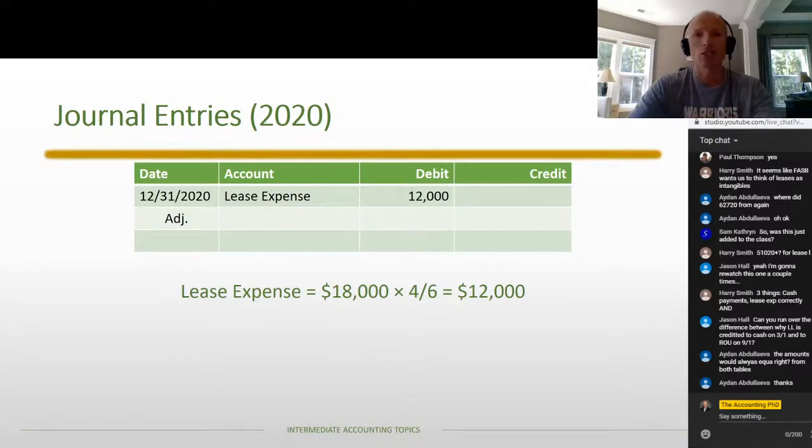And we incur that lease expense using straight line. Over an entire 6-month period, we would incur an $18,000 lease expense. But of course, 4 months have passed in 2020. So between September 1st, 2020 and December 31st, 2020, we would have incurred a $12,000 lease expense. Hopefully you can understand that that's a continuous process. If I come to a fiscal year end, I need to accrue it. But because I have to accrue the lease expense and there's no cash payment, things get a little bit complicated.